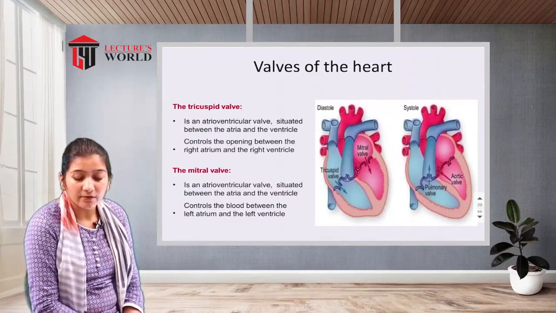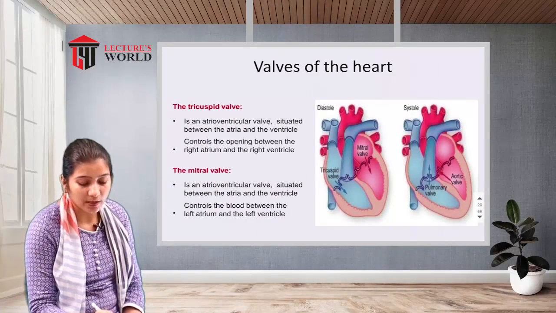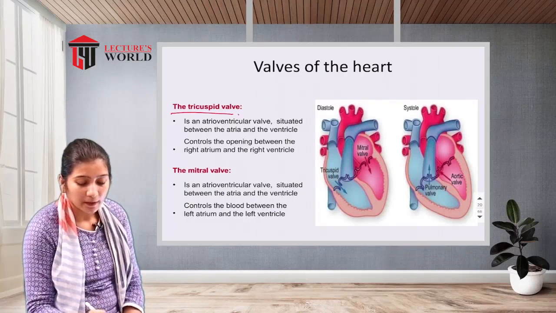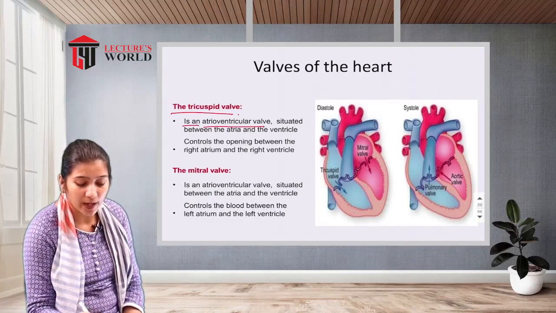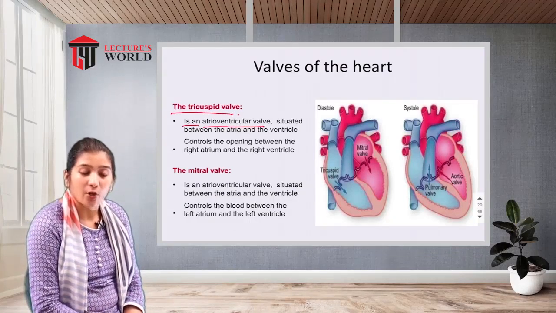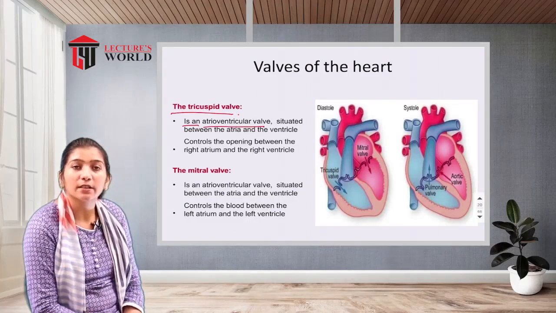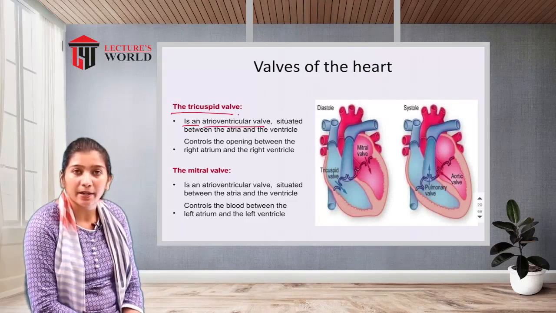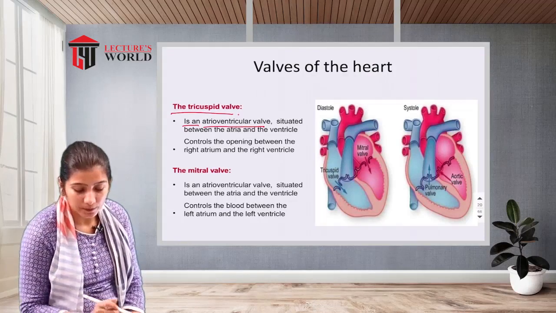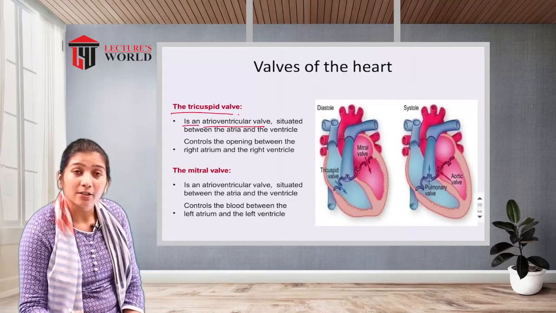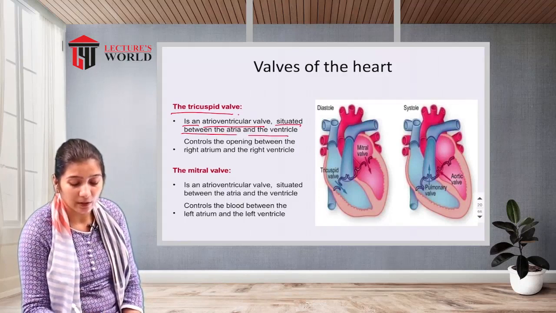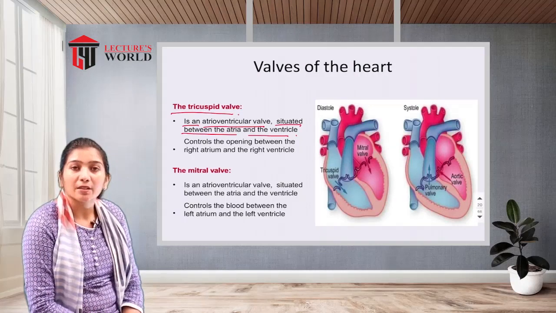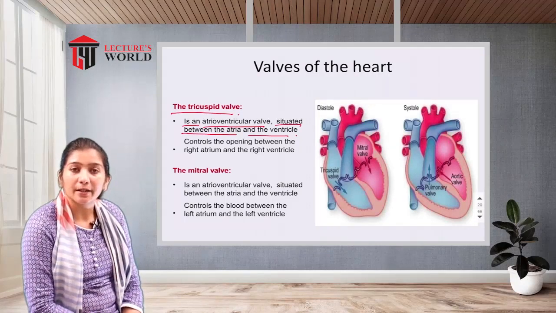Now, what are the valves of the heart? First is the tricuspid valve. The tricuspid valve is an atrioventricular valve. Why is it known as the atrioventricular valve? Because it is present between the atrium and ventricle. So that's why it is known as an atrioventricular valve. The tricuspid valve is situated between the atrium and the ventricle, specifically between the right atrium and right ventricle.